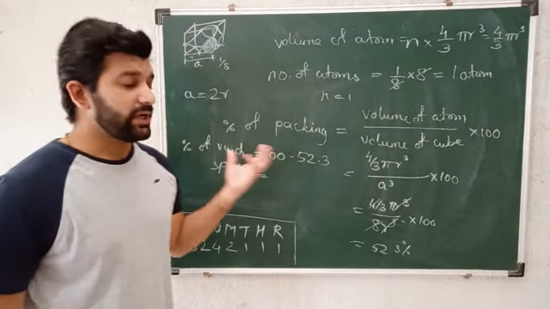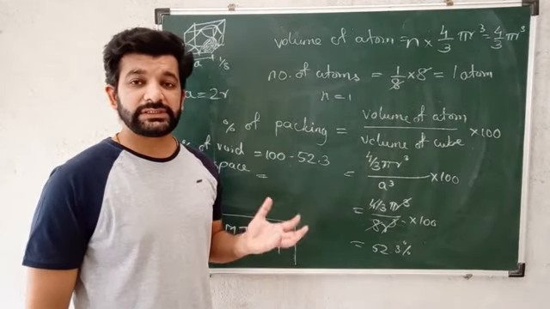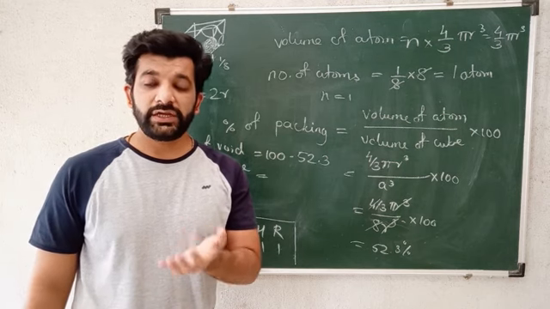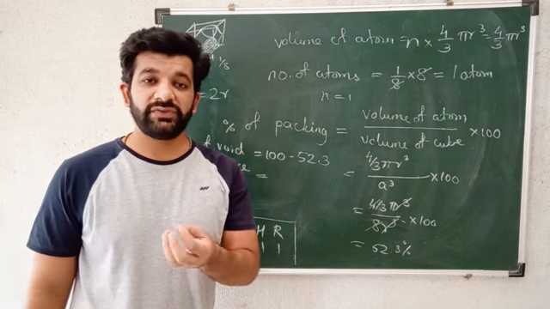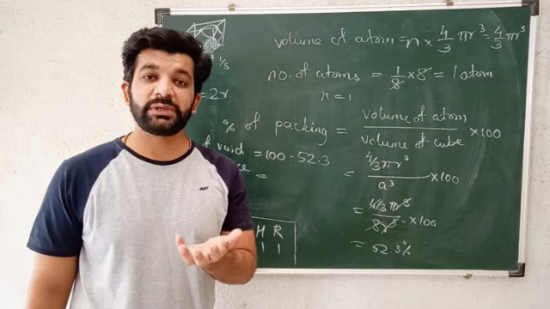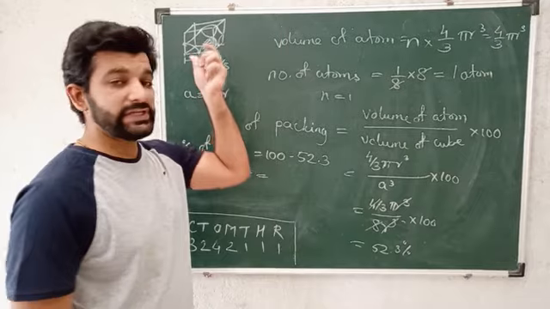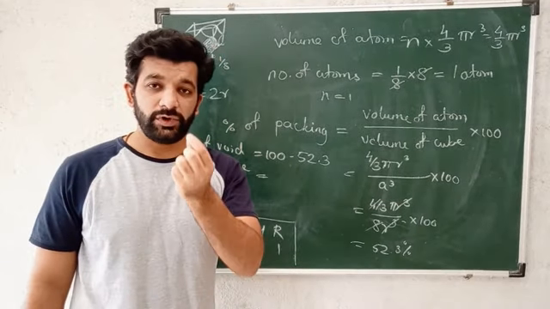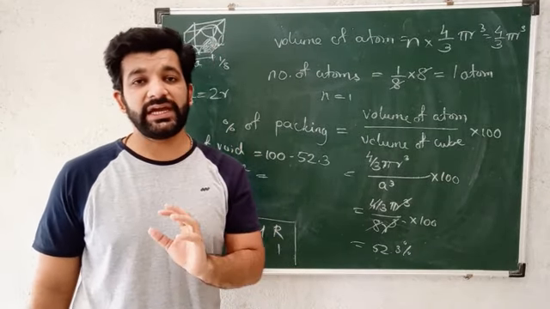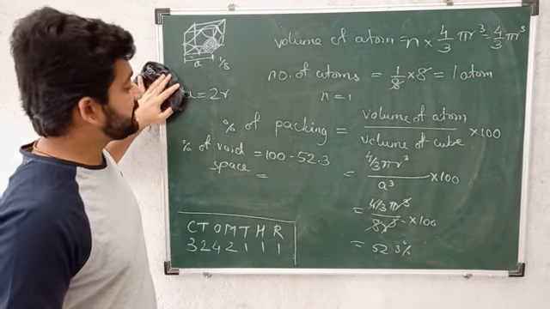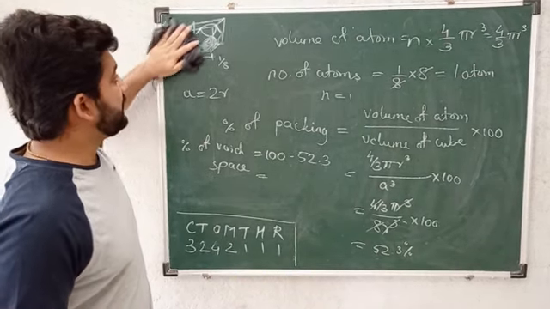Now what is the importance of these void spaces? These void spaces are very important when we are trying to dope any solid, or when we are trying to make semiconductors. When we are making semiconductors, these spaces are occupied by elements which have a smaller atomic size. Okay, this was for the simple cubic crystal structure.